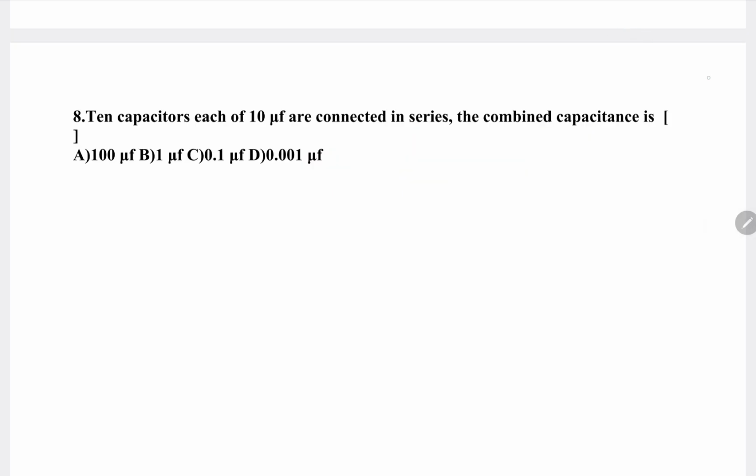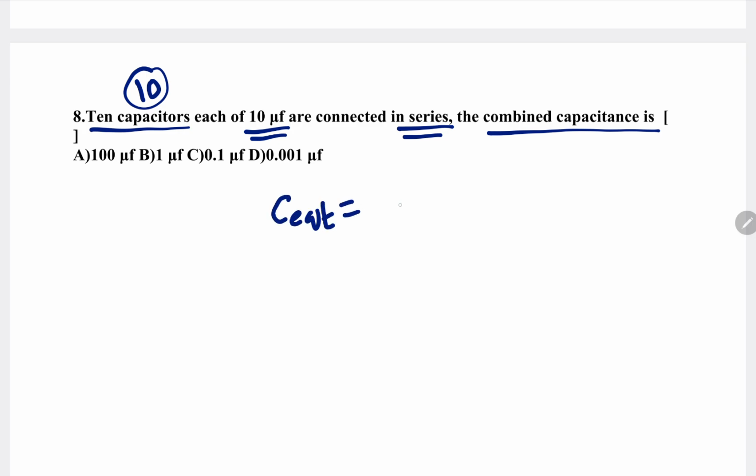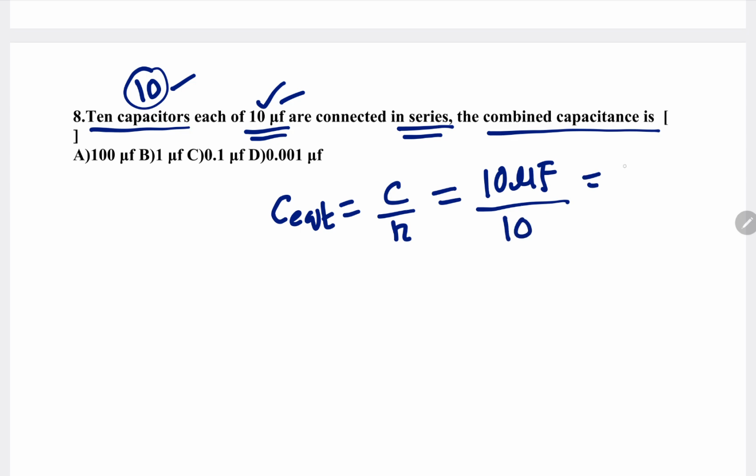Next, eighth question. 10 capacitors, each of 10 microfarad, are connected in series. Then what is the combined capacitance? When capacitors are connected in series and all the capacitors are of equal value, the equivalent capacitance formula is C divided by N. C is the capacitance value, 10 microfarad, divided by the number of capacitors, 10. So the answer is 1 microfarad.